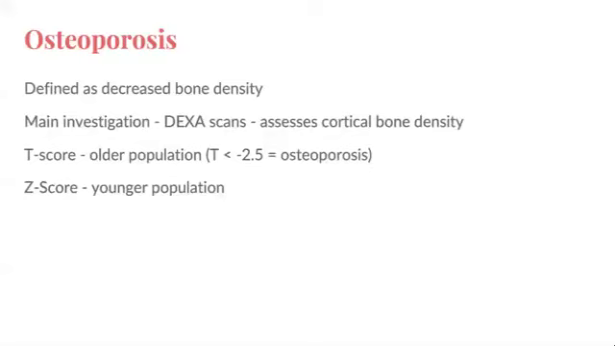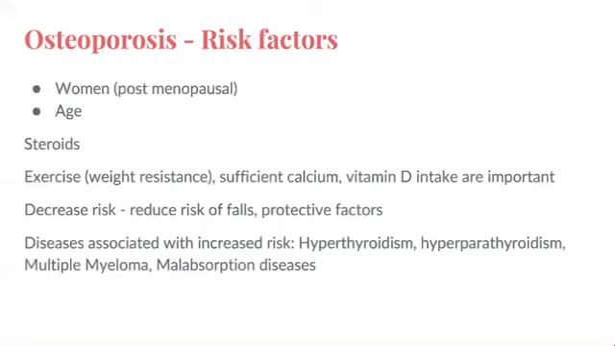In a younger population, the reason that you might use a Z-score is due to if someone's on steroids, for example, for an autoimmune disease. The two biggest risk factors for osteoporosis are postmenopausal women as well as age. And then the other risk factors that I mentioned is steroid as well.